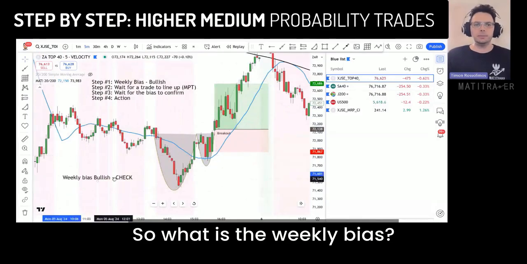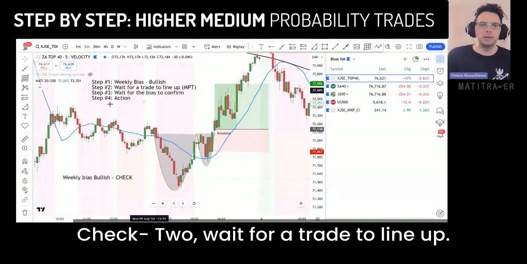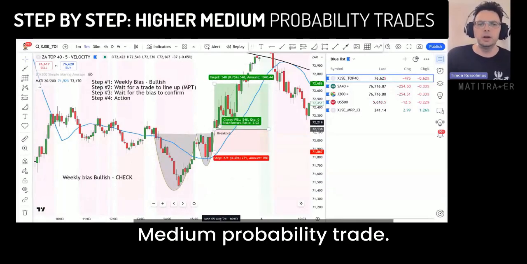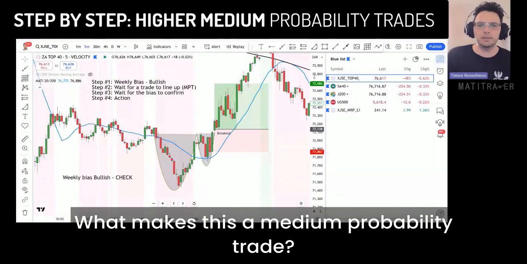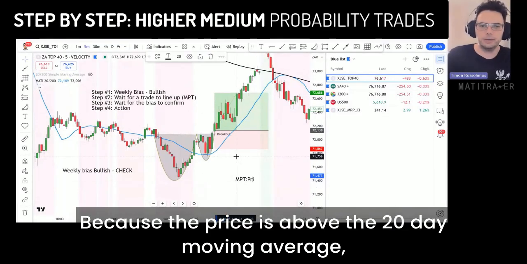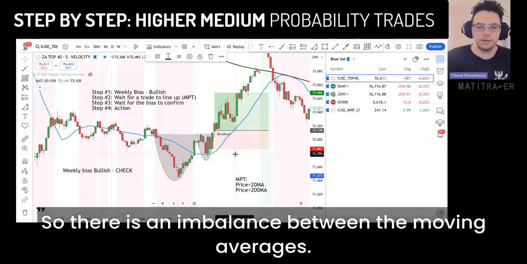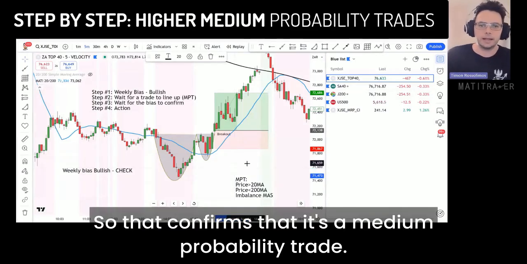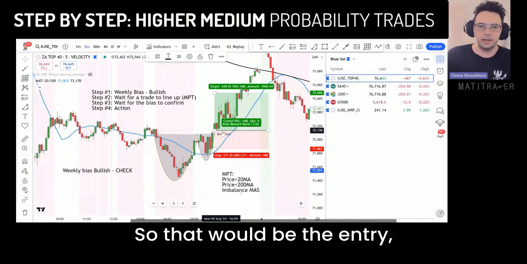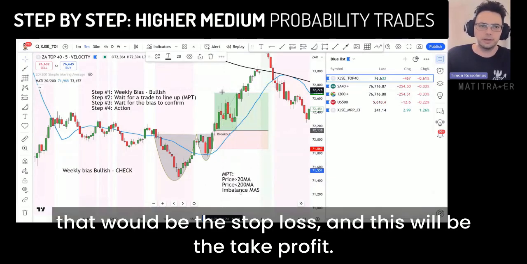So what is the weekly bias? It's bullish. Check. 2, wait for a trade to line up. Medium probability trade. What makes this a medium probability trade? Because the price is above the 20-day moving average, but the price is below the 200-day moving average. So there is an imbalance between the moving averages. So that confirms that it's a medium probability trade. So that would be the entry, that would be the stop loss, and this will be the take profit.